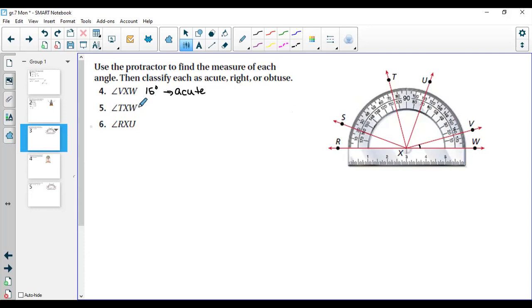Okay, moving to the next one. Angle TXW. So they want you to talk about this big angle here, TXW. Okay, so the first question, which are the two hands? Two hands are hand T and hand W, right? Now, is any one hand on 0? Yes, hand W is on 0. So then where is hand T pointing to? So from W, you count this way. So it's between 100 and 110. So between 100 and 110 is 105. So that makes this an obtuse angle.